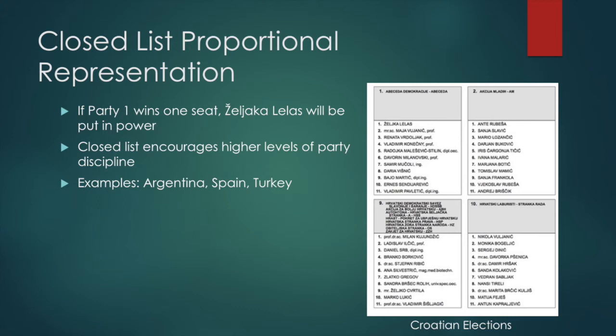High party discipline is when party members in a legislature act and vote cohesively and are on the same page about party policy. Because the party decides the list, they will likely choose those that are most likely to adhere to party ideas to win seats, and therefore, in order to be ranked high on the list, candidates have to adhere to party ideas. Examples are Argentina, Spain, and Turkey.